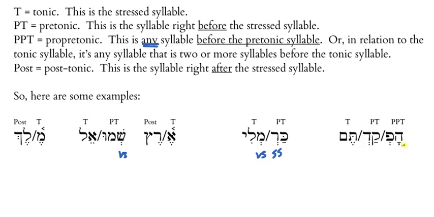And then over here I have hof kad tem. Now, you don't know yet why that is a kametz ketuf, but that is the short O here. And if it's short, the shiva is silent.